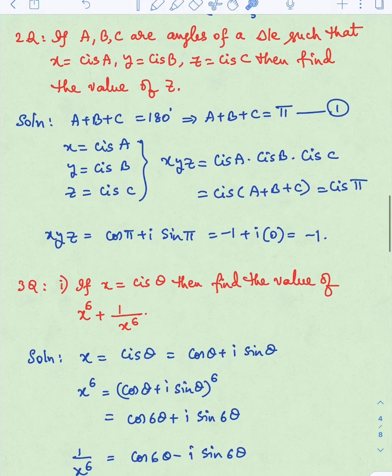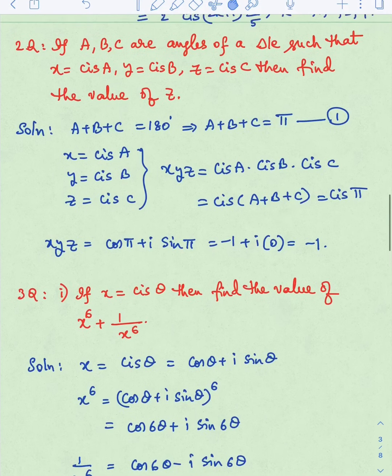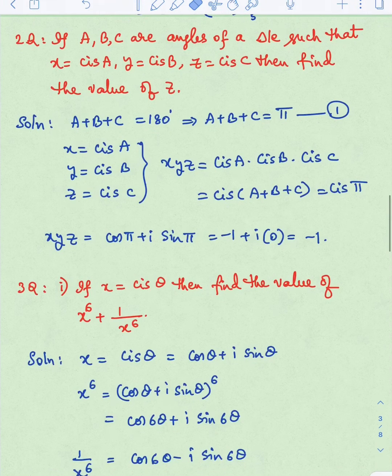Dear students, now the second problem. If A, B, C are angles of a triangle such that x is equal to cis A, y is equal to cis B, z is equal to cis C, then find the value of xyz. Not just z, I am sorry, this is to be taken as xyz.